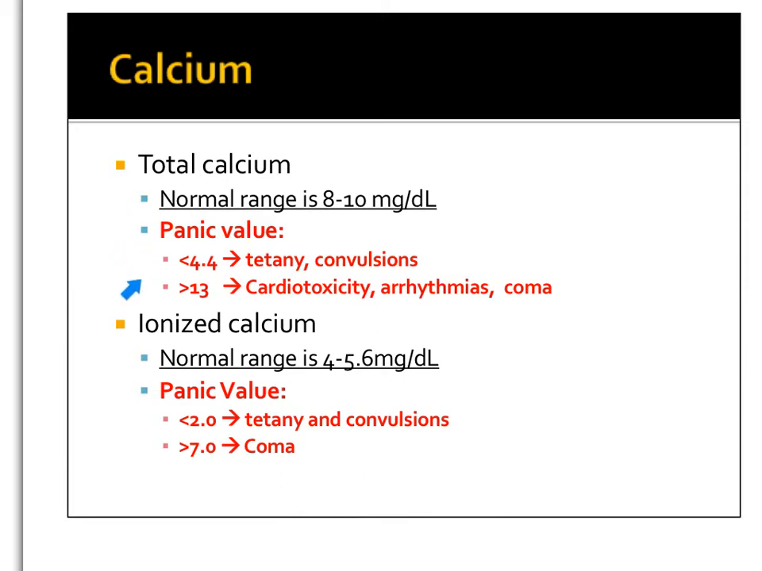In contrast to that, a calcium level greater than 13 can cause all kinds of electrical disturbances in the heart. It's considered to be also cardiotoxic and can lead to coma. An ionized calcium, if you're looking at that, the normal range is going to be 4 to 5.6. And once again, if it's dangerously low, it can lead to tetany and convulsions, and if it's dangerously high, it can lead to arrhythmias as well as coma.